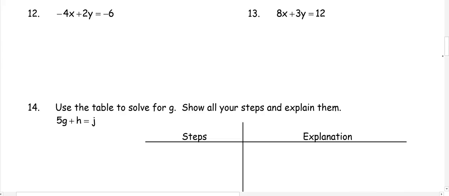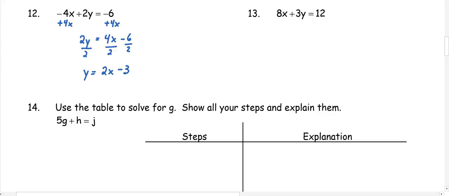Number 12. So to solve for y, first we need to move the x to the other side. So because it's minus 4x, we're going to add 4x to both sides. 2y equals 4x minus 6. Then to get y by itself, we're going to divide everything by 2. So y equals 2x minus 3.